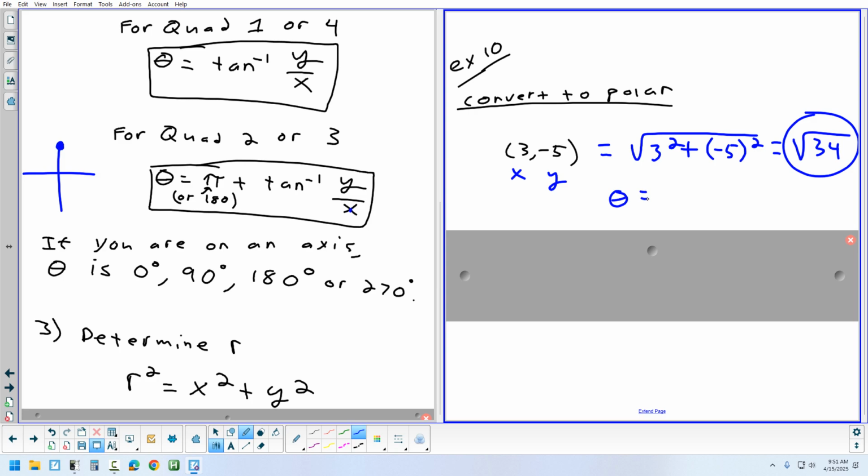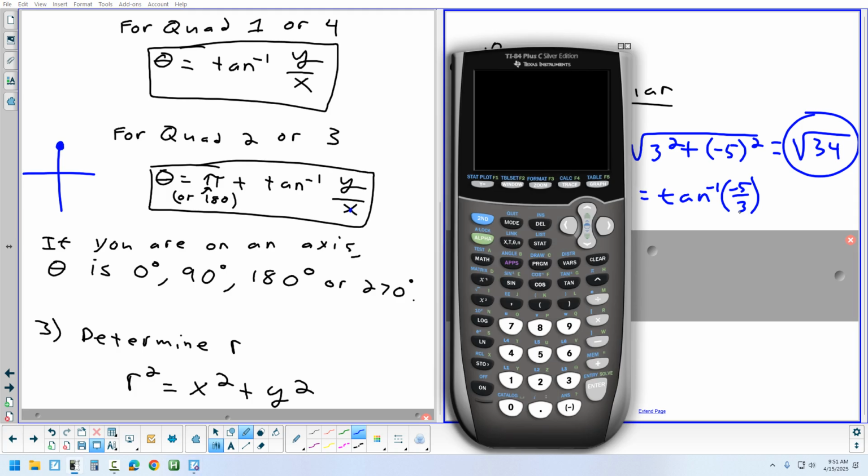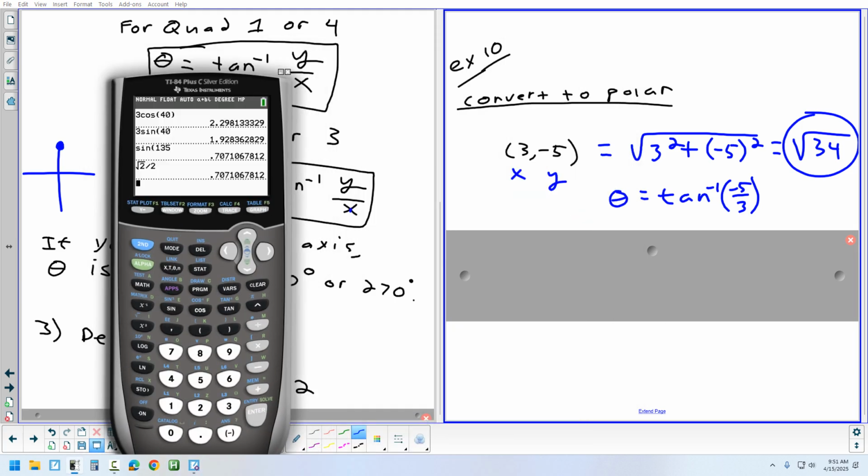And your angle. What quadrant are we in? Not quadrant 1. We're right and we're down, so we're in quadrant 4. What's your formula to find theta in quadrant 4? Yep, inverse tangent, y divided by x.